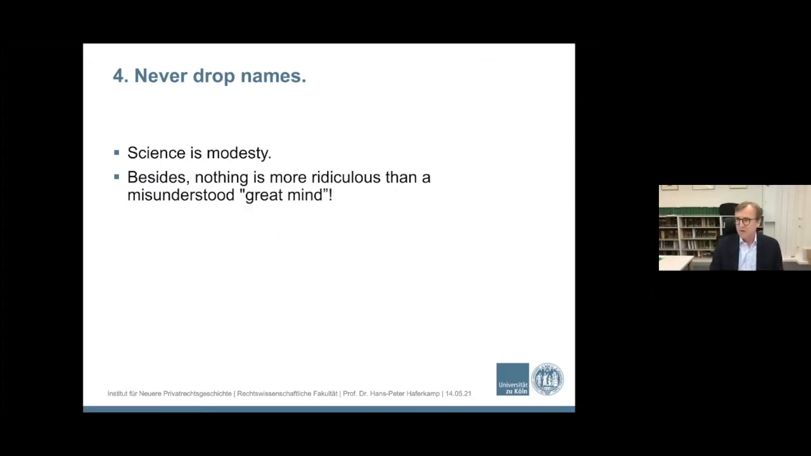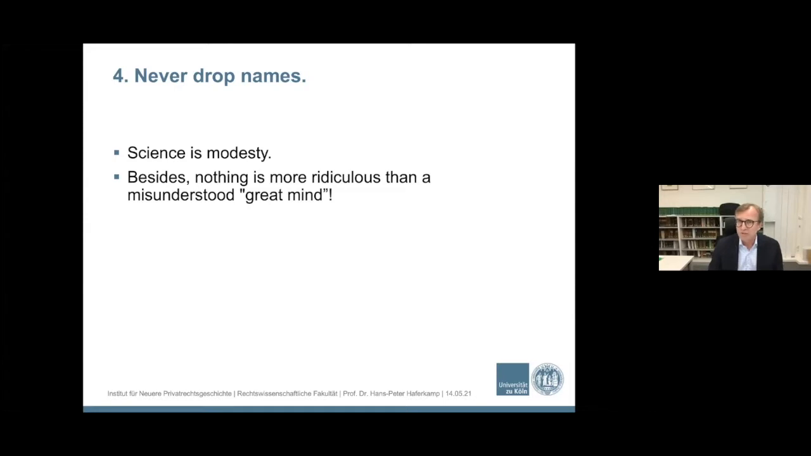My personal rule: never drop names. I'm fond of these old ideas. We are all little dwarfs standing on the shoulders of other dwarfs. So we are not bigger than the others were. So I think science is modesty. So if I want to quote Jeremy Bentham or H.L.A. Hart or Hugo Grotius, I always ask myself: if I would explain this to someone, and this someone would be Hugo Grotius, and I would tell him that I quote him now, would I do it if he's in the room?